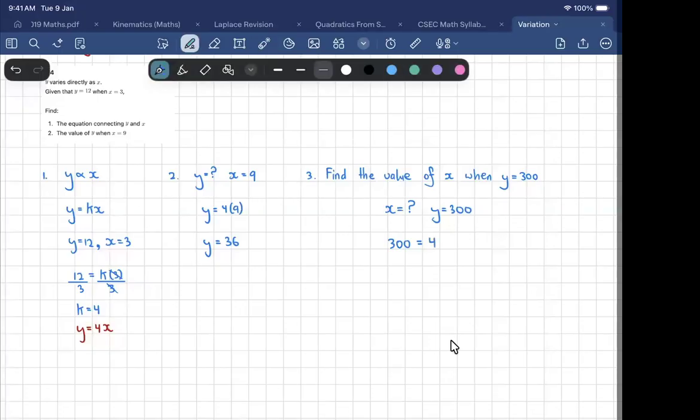For what? 4x. All right. And to find x, what do I have to do? You'll put both of them over 4, divided by 4. And 300 over 4 is? 75.